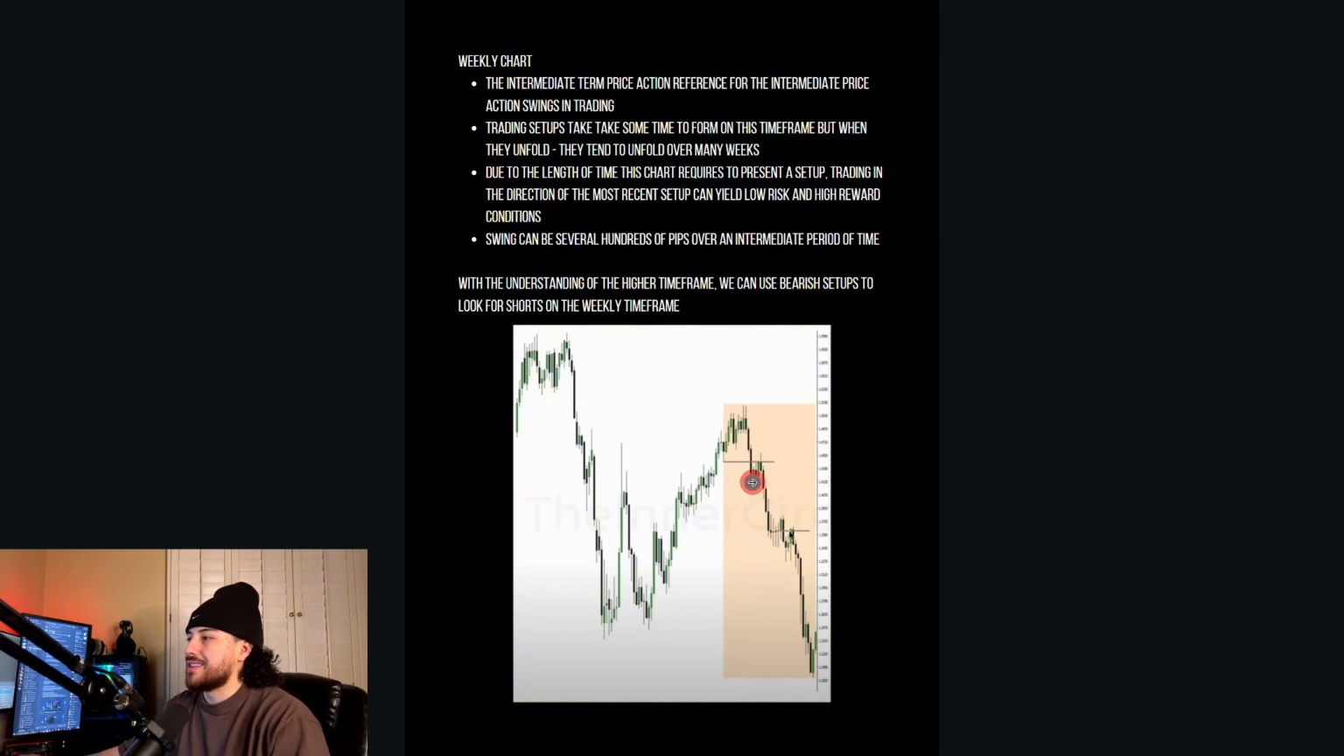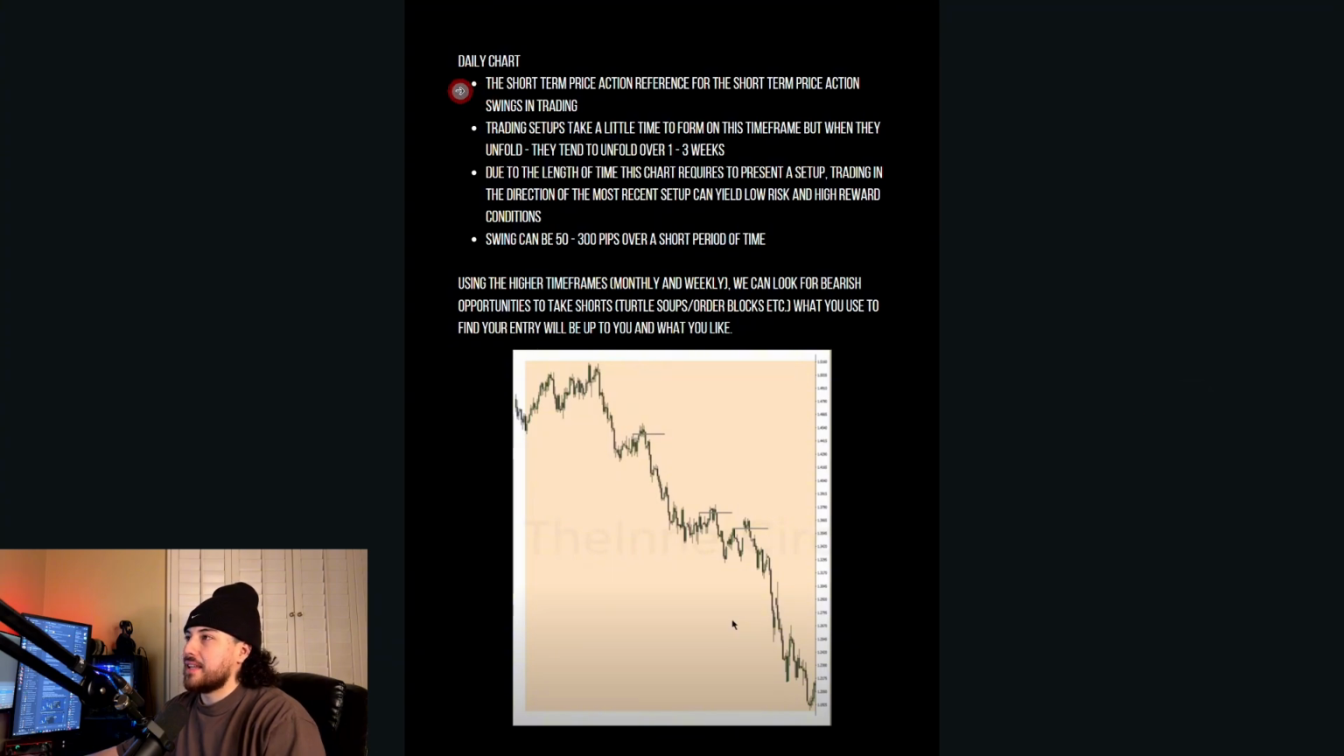But ultimately, this will still take quite some time to play out, not as long as the monthly time frame, because obviously that is a higher time frame. It's going to take a lot more time to play out. But utilizing the weekly time frame, we could potentially refine our setups and potentially hold for a couple weeks rather than months. Daily chart, the short term price action reference for the short term price action swings in trading.